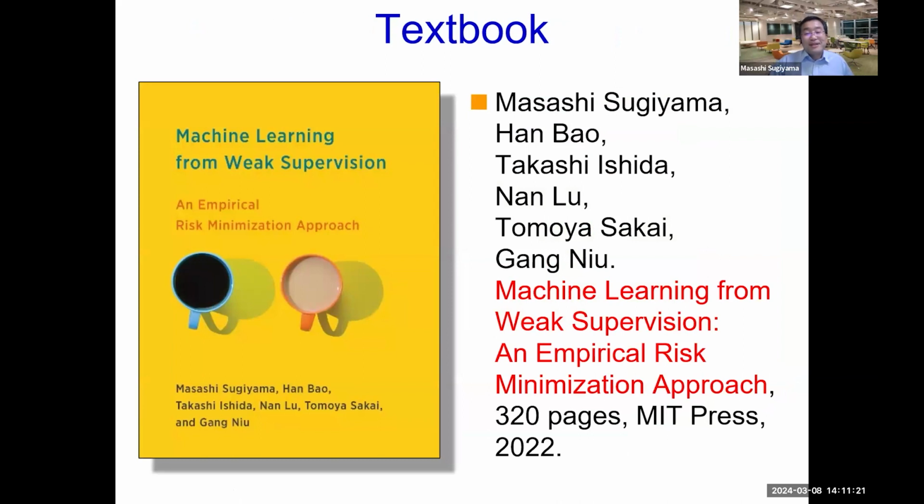Here's the textbook. Thanks to our former students and colleagues, Han Bao, Takashi Ishida, Nan Lu, Tomoya Sakai, and Gang Niu, we published a textbook on machine learning from weak supervision and the empirical risk minimization approach. This is exactly the title of this lecture today. It has 320 pages, so it's a thick book, but it contains all the basics of machine learning from weak supervision. Again, this is quite biased because it's a book containing our views, but I hope it gives a nice basis of machine learning from weak supervision for many researchers and also practical engineers. If you have a chance, please take a look at this textbook.